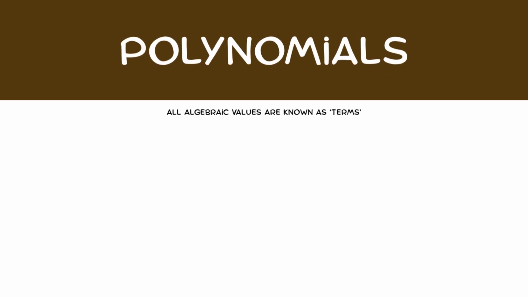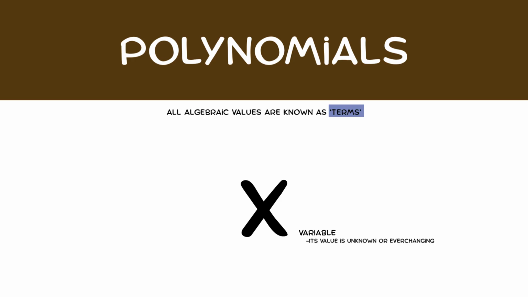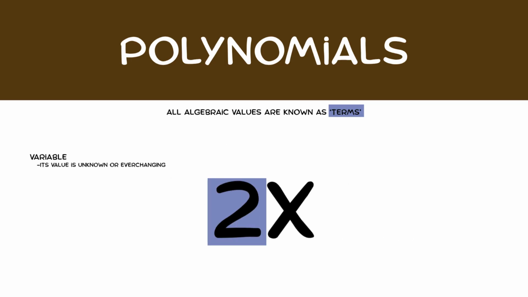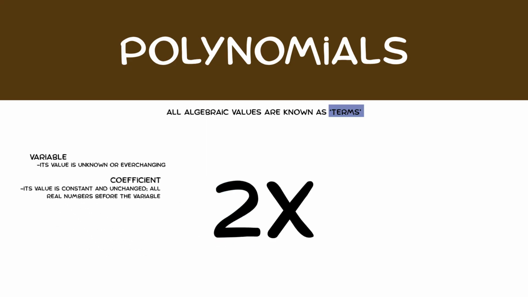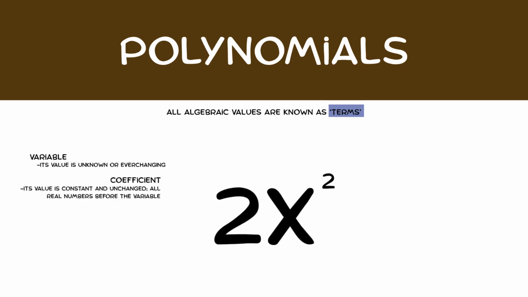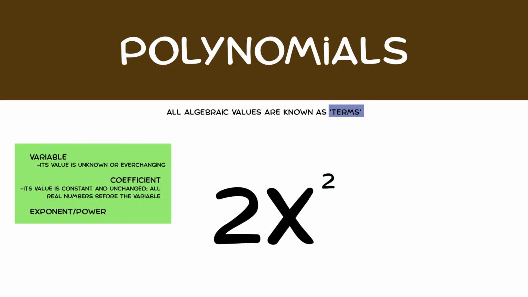Now for starters, all algebraic expressions can be referred to as terms, with the simplest term being a standalone x. This x is known as a variable, which means that its true value is unknown or ever-changing. Add another x and we get 2x. The 2 in this case is known as a coefficient as it is a constant unchanging value. If we were to multiply by x, we would get 2x squared. The 2 here is known as an exponent or power value. All these ideas make up the basic idea of terms and expressions.